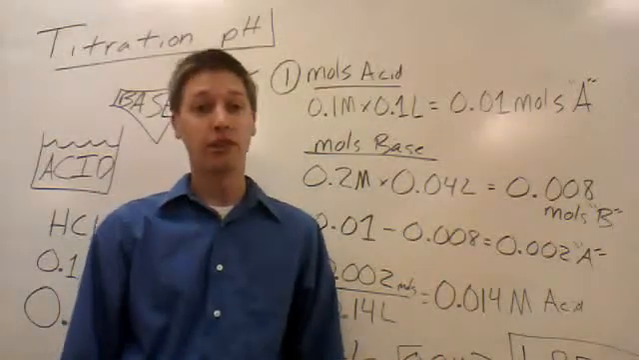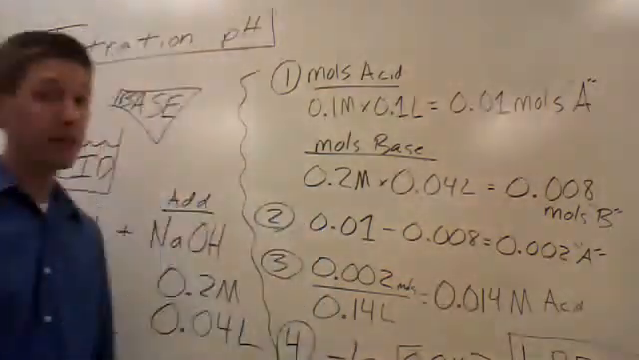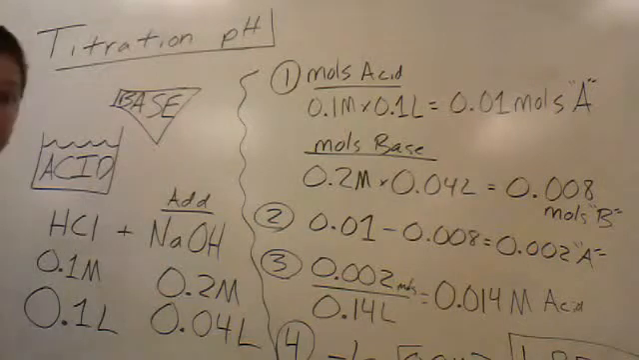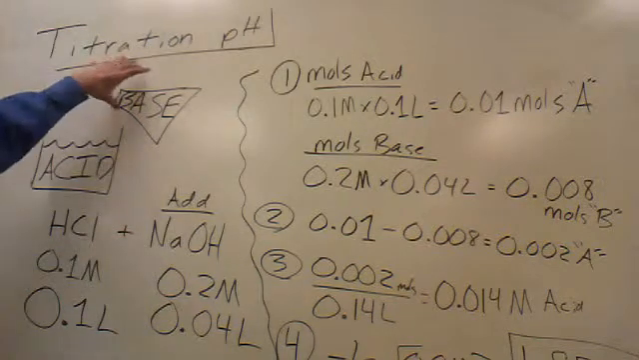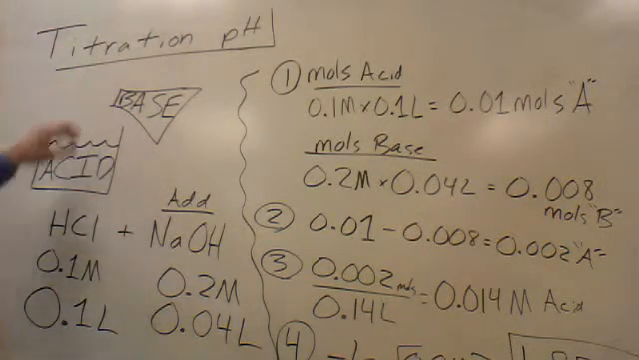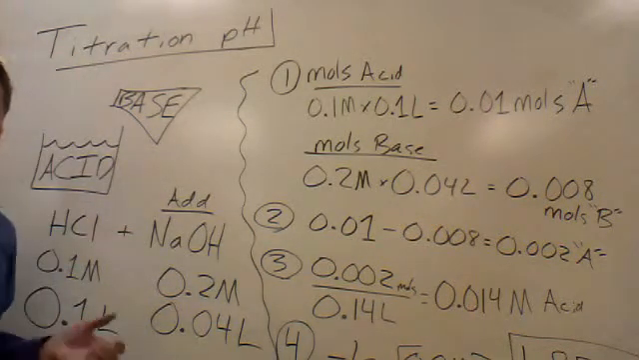So you'll probably get to solve a problem where you mix an acid and a base together, and you've got to find out what the pH is after they've been mixed together. So this is a sample titration problem. And the general idea is we're going to add some base to an acid here, and when the acid and base hit each other, they're going to neutralize one another.